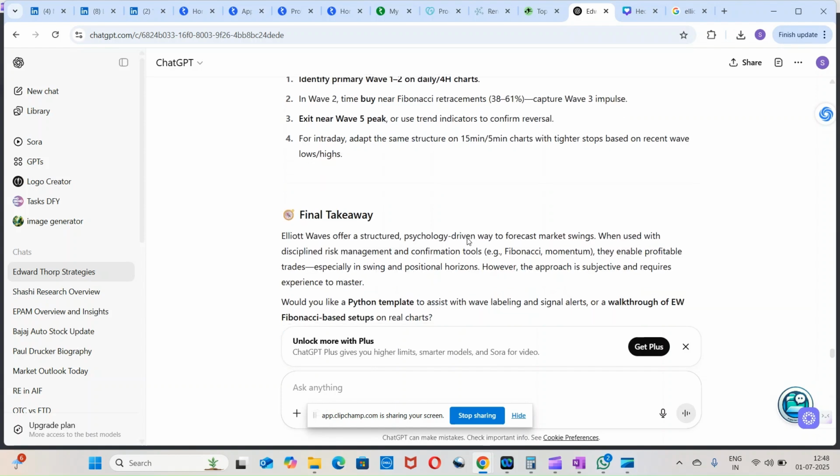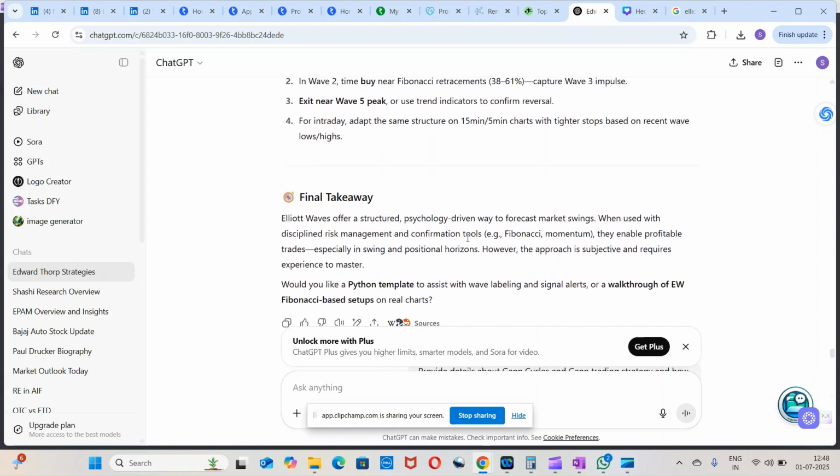Final takeaways: Elliott waves offer a structured, psychology-driven way to forecast market swings. When used with disciplined risk management and confirmation tools like Fibonacci retracement and momentum indicators, they enable profitable trades, especially in swing and positional horizons. However, this approach is subjective and requires experience to master. So you need to add some other confirmation tools like Fibonacci retracement or momentum indicators like RSI to increase the probability of the trade.